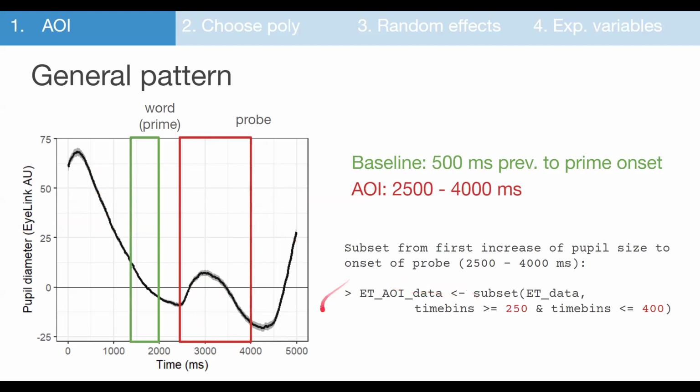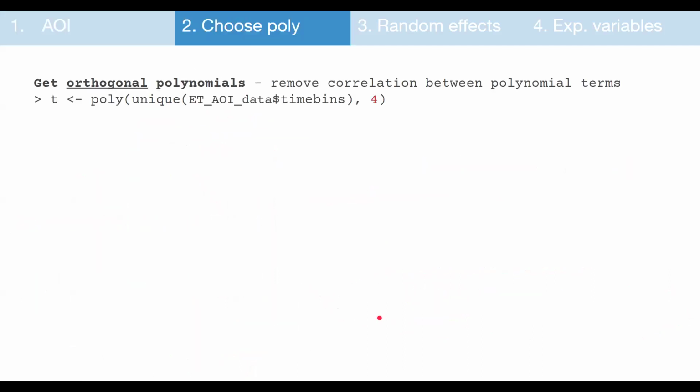So this is just how you implement it in code. You filter your data just to keep time bins in the selected zone. And we are done with the area of interest. So now let's move on to the choosing polynomial part. We have to choose a functional form. And in order to do that, we will start by creating those polynomials.